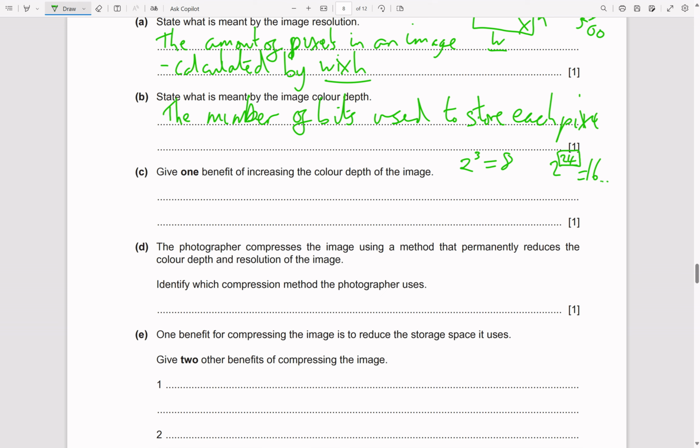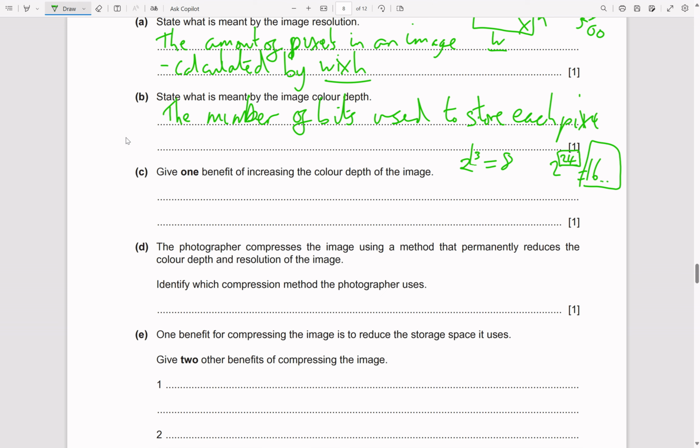Right, and I think on old screens it would often ask, do you want to use 16-bit color, 24-bit color, maybe 32-bit color, and it was always going to be 16 million something different colors. Right, so give one benefit of increasing the color depth of the image.